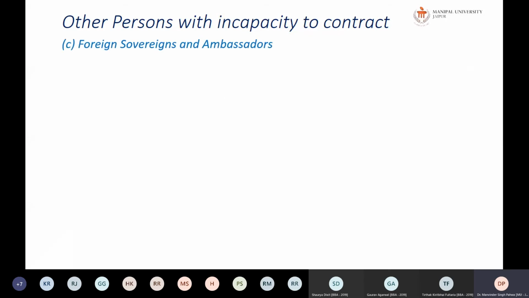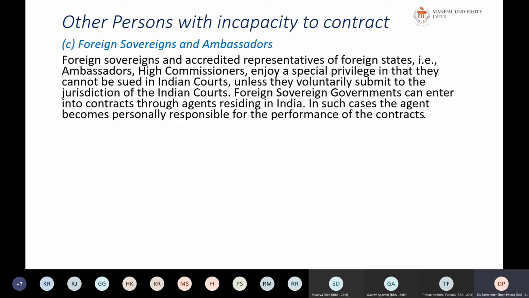Okay. So foreign sovereigns and ambassadors, I have already told you, foreign sovereigns and accredited representatives of a foreign state, that is ambassadors, high commissioners, they enjoy a special privilege that they cannot be sued in Indian courts unless they voluntarily submit to the jurisdiction of the Indian court. So nobody will just allow you to file a suit against them. Okay, so foreign sovereign governments can enter into a contract through agents.